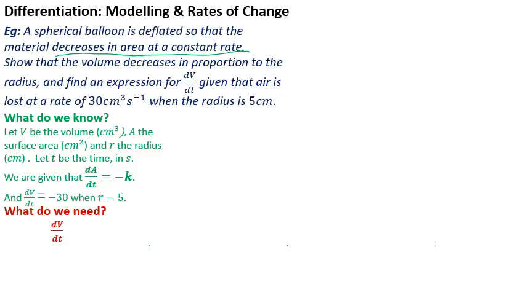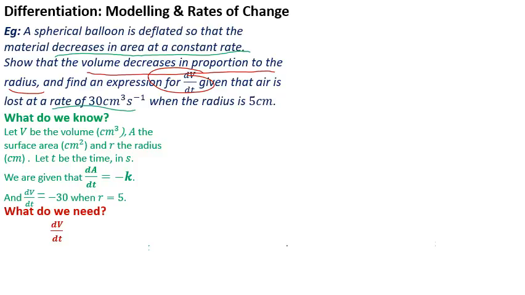And what do we need? Well, in this case, it's pretty straightforward what we've been asked for. There's quite a lot that goes into this, but we're looking for information about the rate at which the volume changes. So it says show that the volume decreases in proportion to the radius, and it asks us for an expression for dV/dt, given all of these additional things.